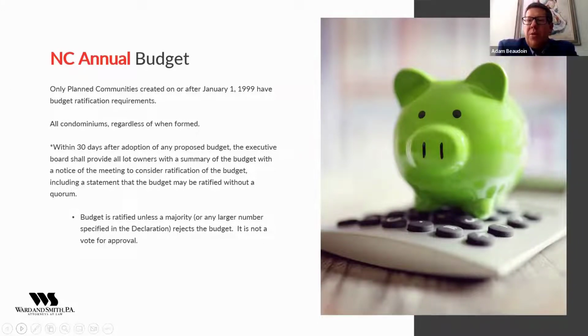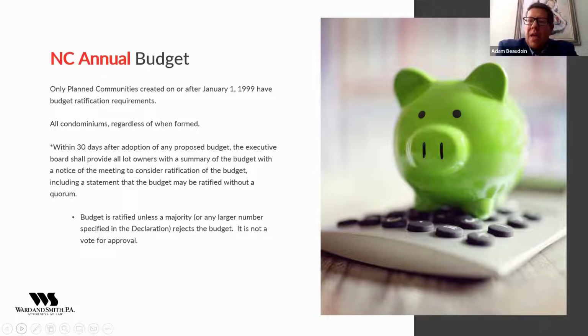If you're a planned community, that is a single family home, custom home, patio home, zero lot line community, townhome community, unless you were created on or after January 1, 1999, you don't have to ratify your budget unless your documents require some type of approval or ratification.